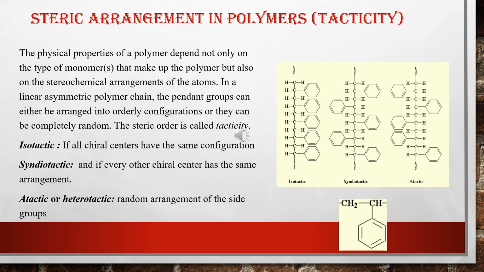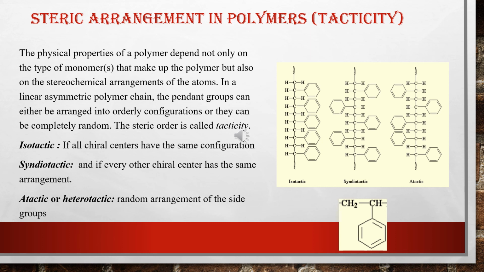This determines the tacticity. Here there are three possibilities. Either all chiral centers have the same configuration. Same configuration means all the pendant groups are on the same side, as you can see in the first diagram. That is the isotactic arrangement, where all the benzene rings are on the same side of the chiral carbon.